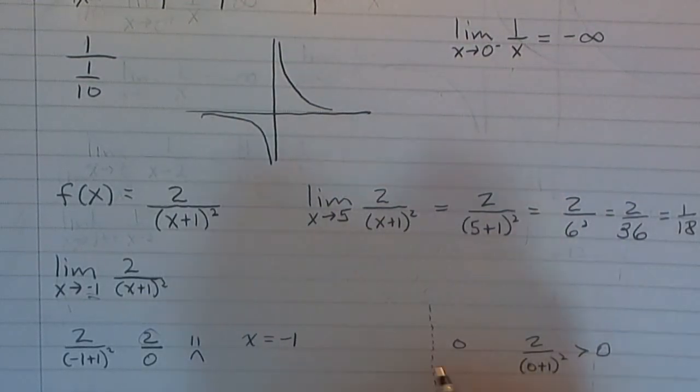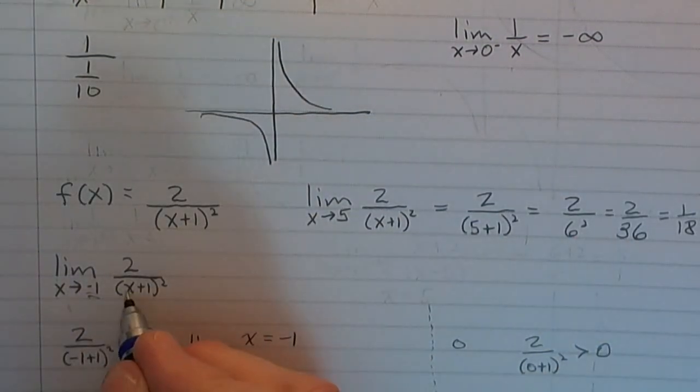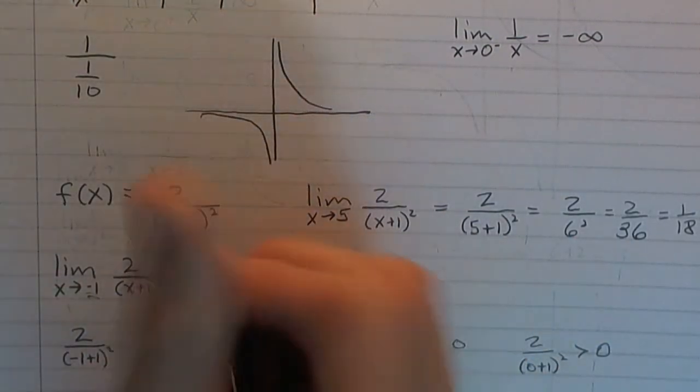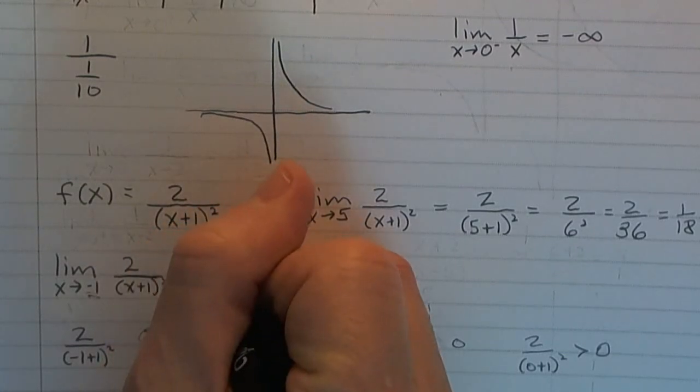Now, also you could pick a number to the left of negative 1, maybe negative 2. But you notice you're squaring the bottom, so it's always going to be positive. So this is going to be infinity.